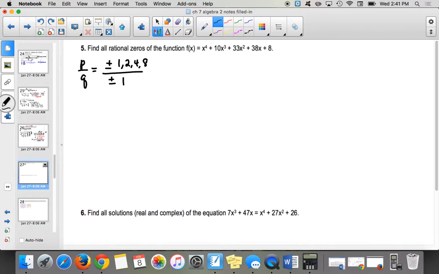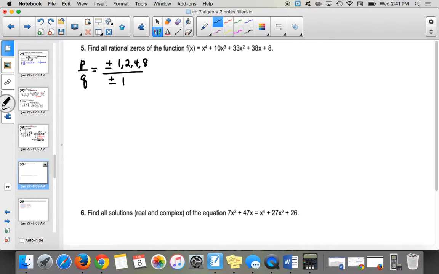1 plus 10 plus 33 plus 38 plus 8. No, because I'm getting bigger and bigger and bigger, right? Do you guys see if I plug in 2? What happens if I plug in 2? It gets really, really big, right? These are all positive numbers. They have pluses in front of all of them. So if I'm plugging in 2, 4, or 8, or 1, this is going to be a huge number. It's not going to be close to 0. So our answers are probably negative, right?